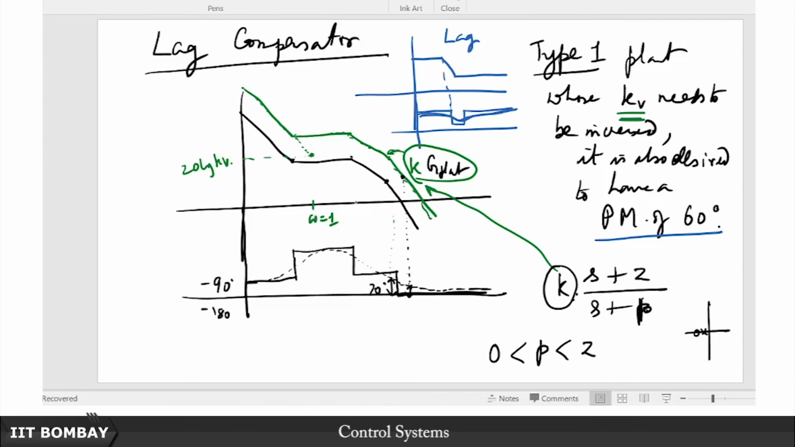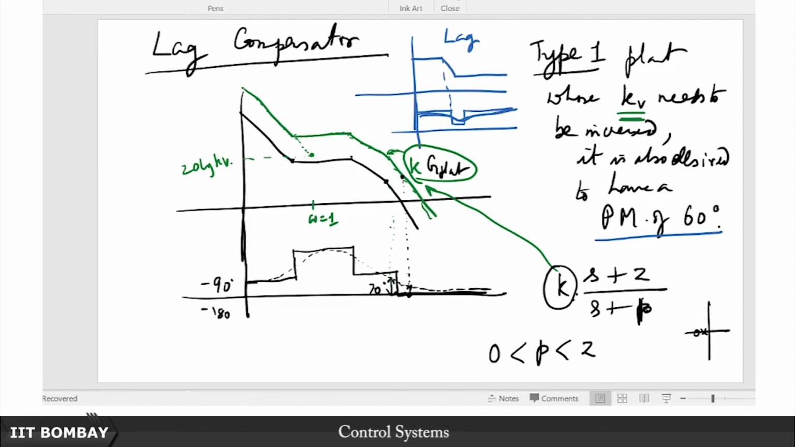Once I have met the kV, now I have to meet the phase margin requirement. Because my lag compensator is not going to help me with the phase, I better figure out where I am getting a phase margin of not just 60 but a little more than 60, say 70 degrees. And now my goal is to design the pole and zero of the lag compensator in such a way that this is exactly where the crossover happens.